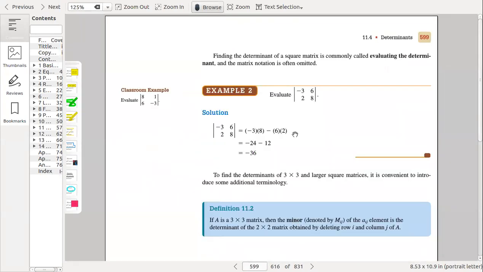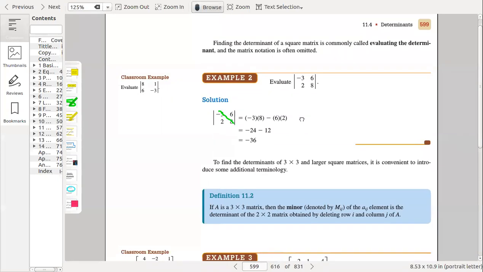Next is another example. It is also a matrix of order 2 by 2, so we will follow the same procedure. We multiply minus 3 with 8 and we get minus 24. Then the minus sign is the convention; convention means it's a rule to put the minus here. Then we multiply 2 into 6, so we have 12. And minus 24 minus 12 gives minus 36.